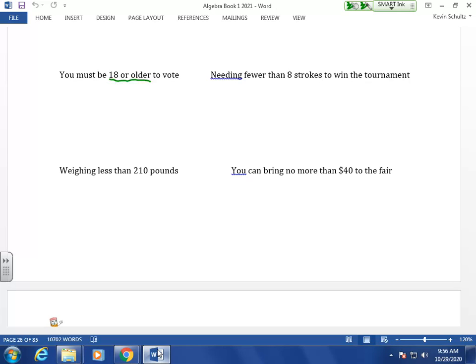What symbol does 18 or older give us? Yeah. Greater than or equal to. So I'm going to use A for age. You can use any variable. Really doesn't make a difference. But your age must be greater than or equal to 18. The other way to write that is 18 is less than or equal to A. The graph of both of these, though, is the same. It's showing that 18 is included, and then anything to the right of that is an eligible voting age.